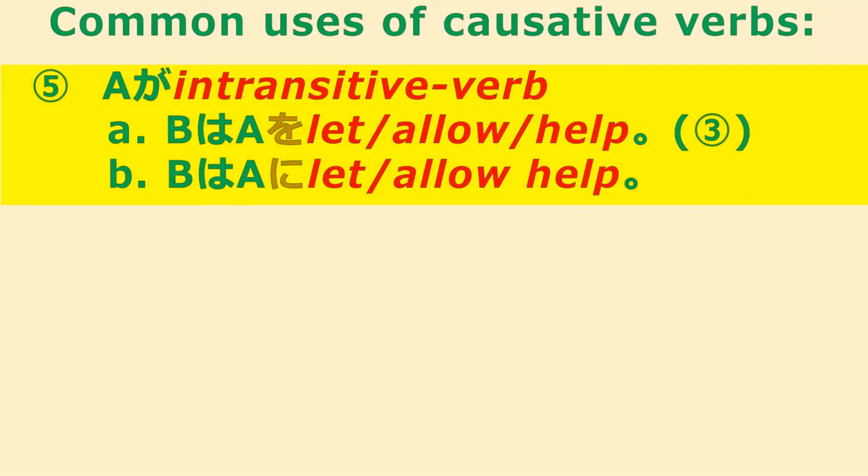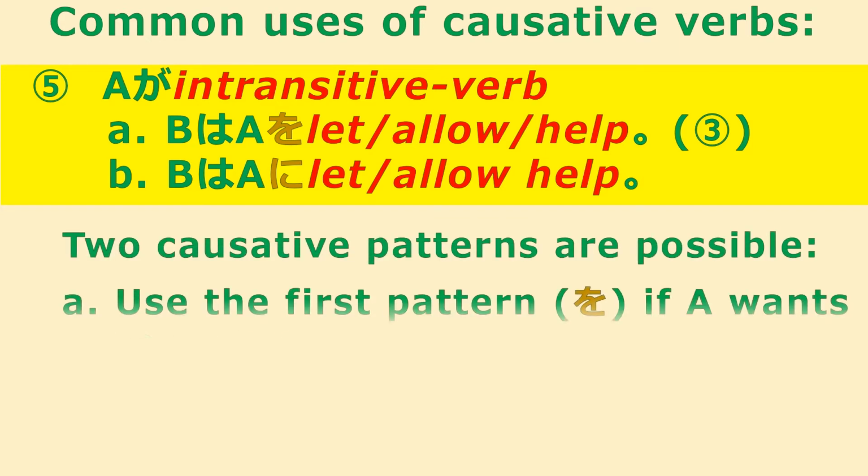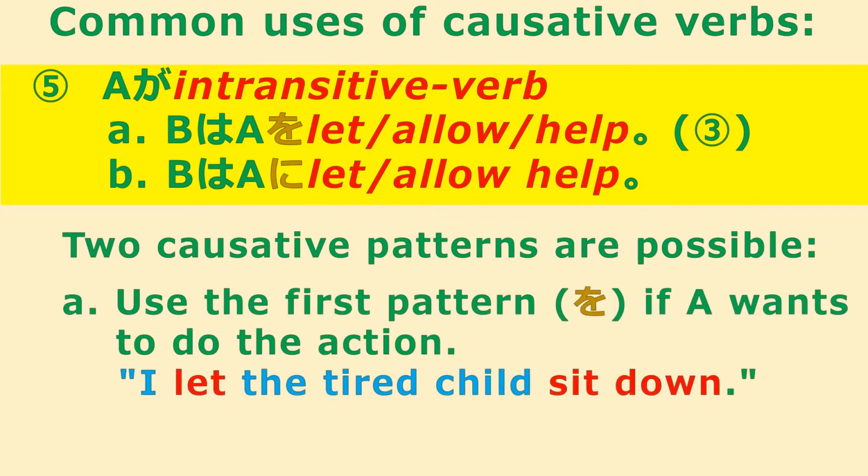A fifth common use of causative verbs is to change an intransitive verb to the meaning I let or allowed or helped A do something. In this case, 2 patterns are possible. The first case is the same as pattern 3. Use this pattern if A wants to do the action, for example, in situations like I let the tired child sit down.